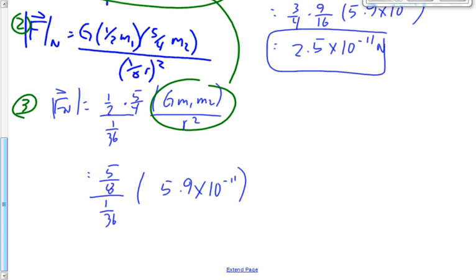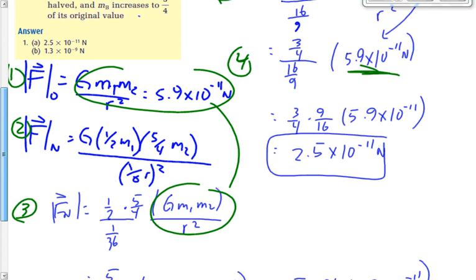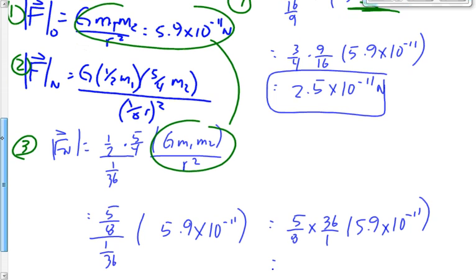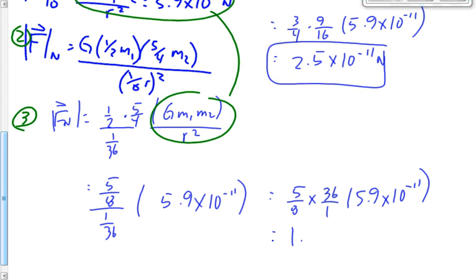Same thing as saying if we want 5 over 8 times 36 over 1, or we can just plug the numbers into our calculator. When we do that either way, we end up getting 1.3 times 10 to the minus 9. 1.3 times 10 to the minus 9 newtons.